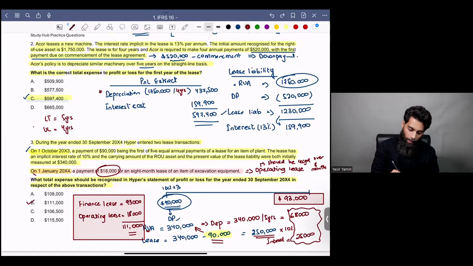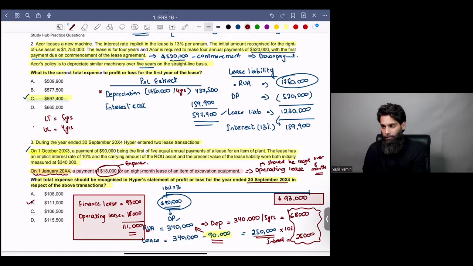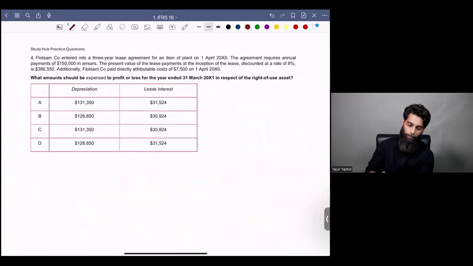On 1st January X4, what should I repeat here? On 1st January X4, this was an 8-month lease. Our accounting year ends after 9 months. Therefore, we should recognize all of this 18,000 as an expense. All right. Very good. Thank you. Let's move forward.